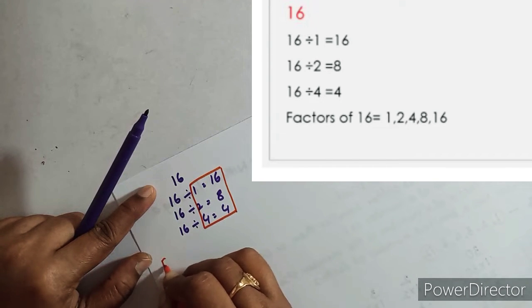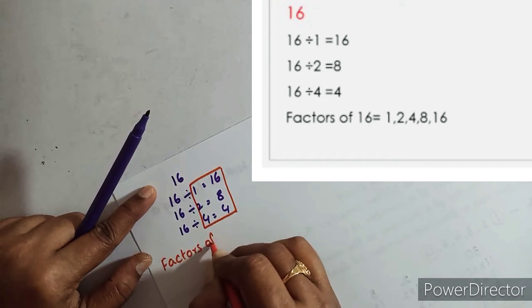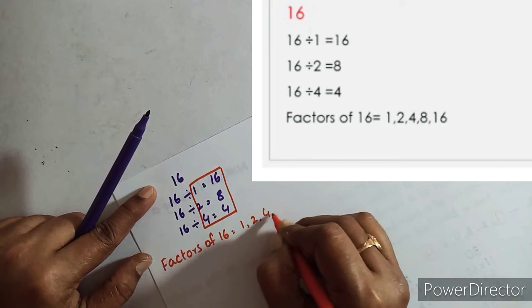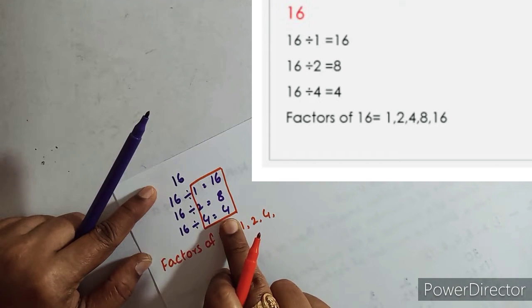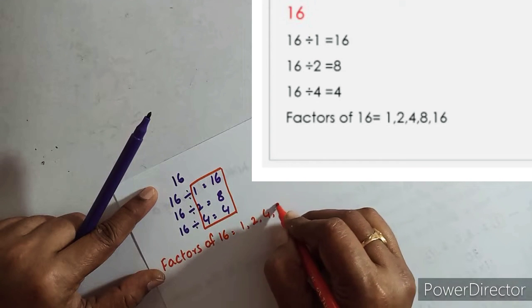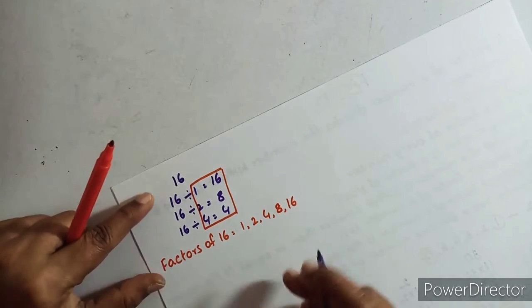So now list the factors of 16. Come on, tell me. 1, 2, 4. When you are getting the same number 2 times, no need to repeat. You can write it only one time. 4, 8 and 16. We'll try with one more example.